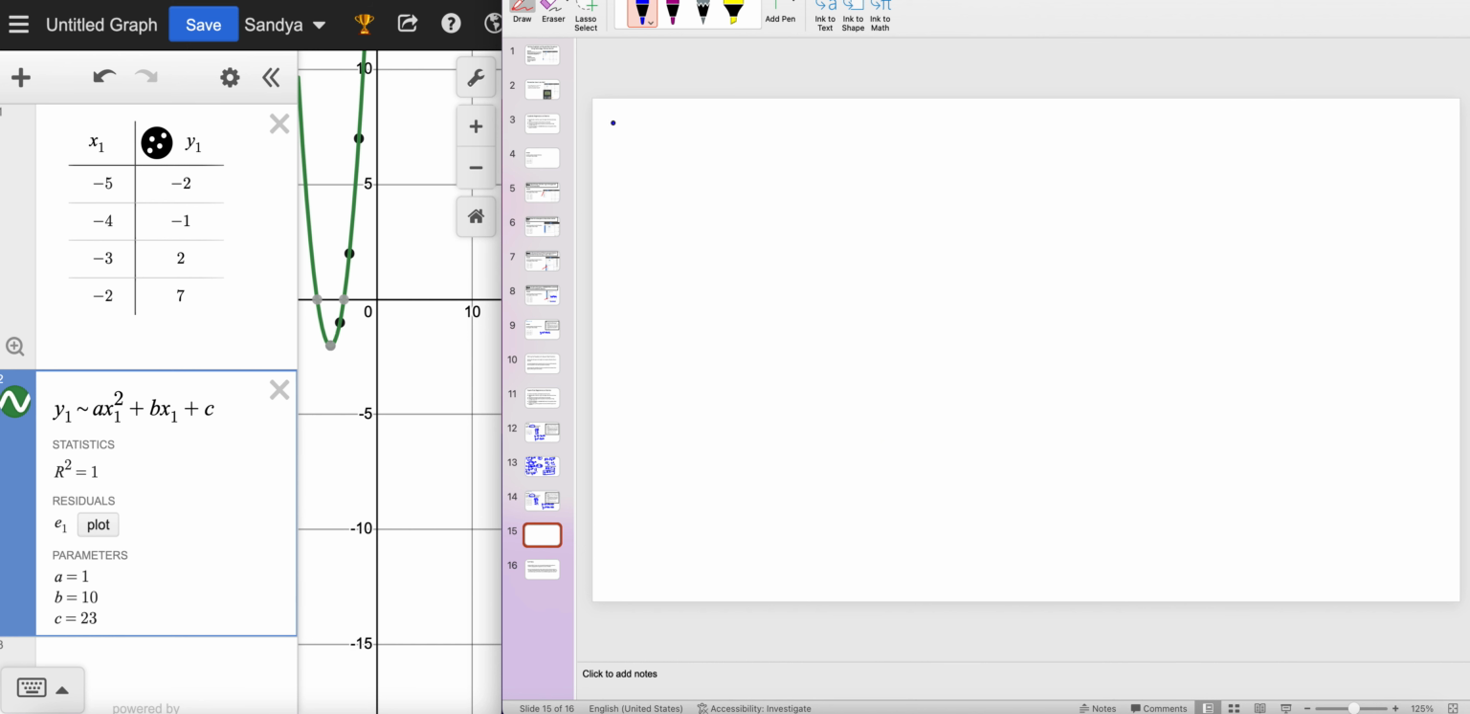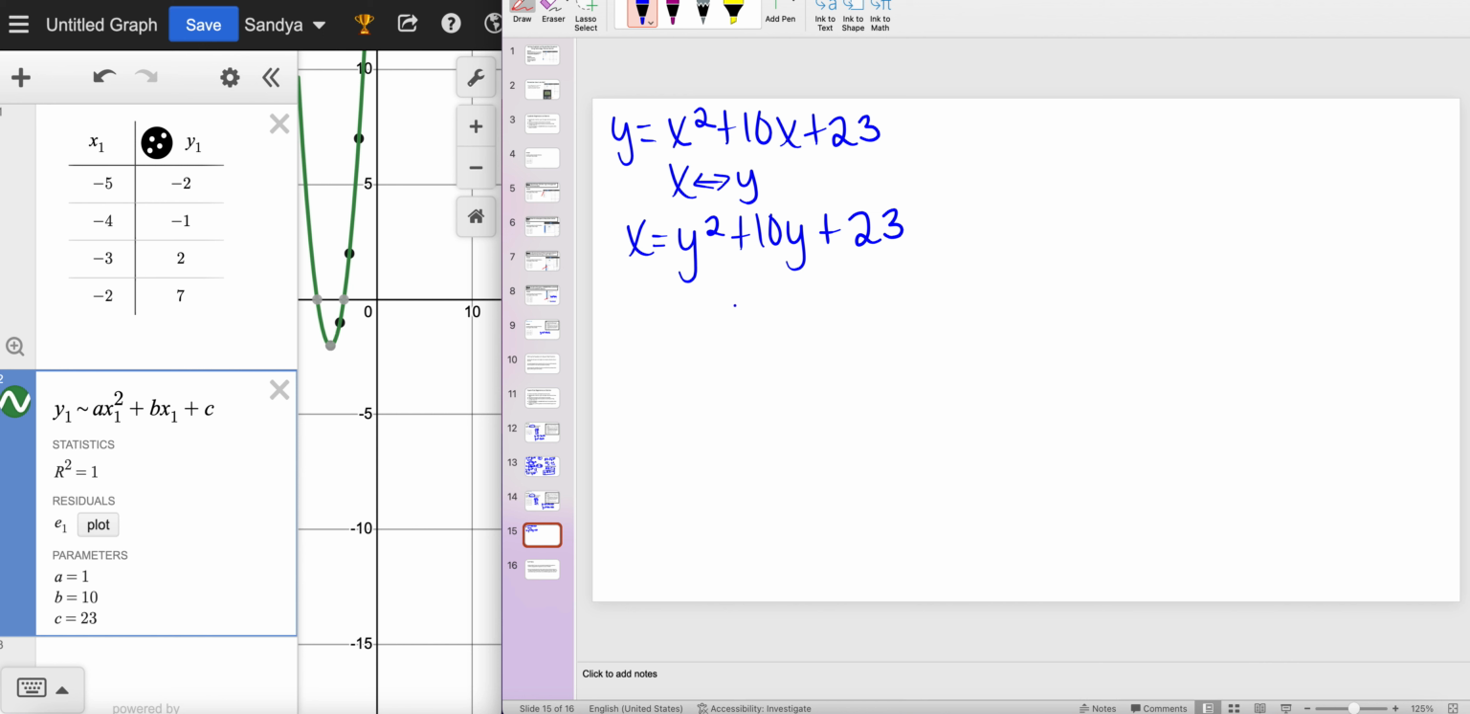So I'm going to take this y equals x squared plus 10x plus 23, and I'm going to switch my x and my y. When I do that, I get x equals y squared plus 10y plus 23. Once again, I'm going to use the technique I did on the last problem to complete the square and get y by itself. So remember, I have x equals y squared plus 10y, and then I'm going to add something here, but then to balance it out, I'm going to subtract whatever I added. I have y squared plus 10y, so that means b is 10.